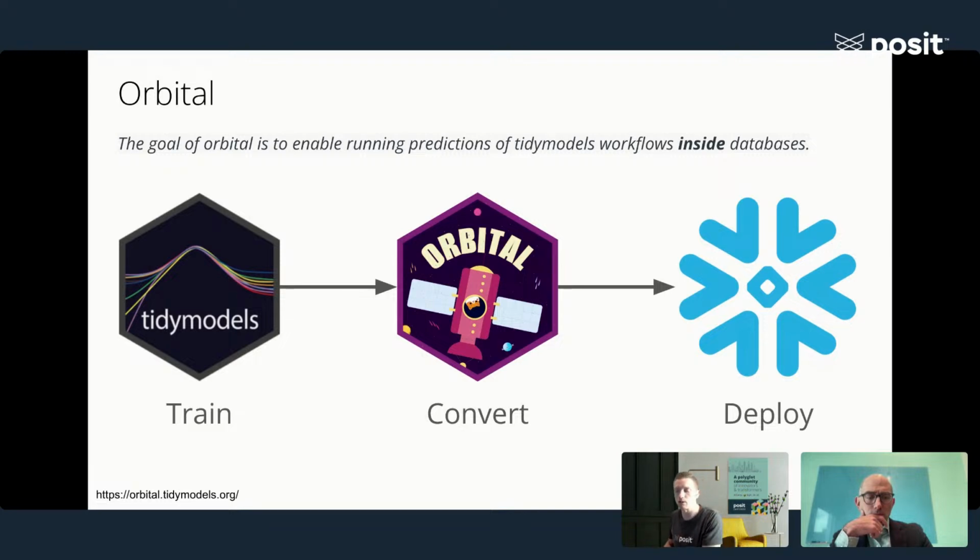But the concept of Orbital is to say, I've taken some data, I've created a local extract of it, and I've trained some sort of machine learning or statistical model on that data. Maybe it's a tree-based model, maybe it's some sort of regression analysis, whatever it is, I have this final model object, and that model object will allow me to generate predictions on new data.